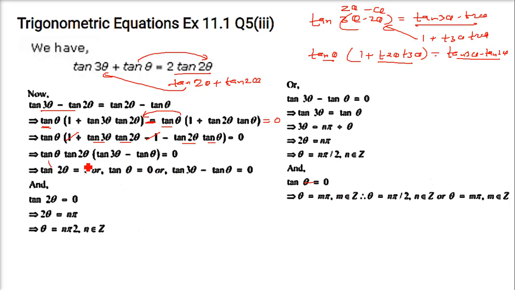So either this is 0 or this is 0 or this is 0. So tan 2 theta is equal to 0. That means 2 theta is n pi. We divide both sides by 2, so you get theta as n pi by 2.